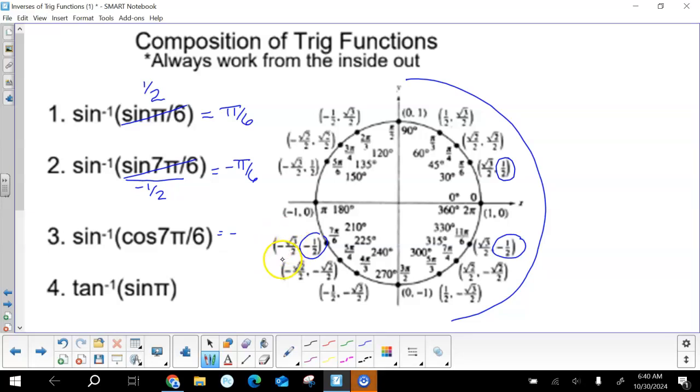All right, so now here I want cosine of 7 pi-6. So cosine of 7 pi-6 is negative square root of 3 over 2. So I want to know at what angle is inverse sine negative square root of 3 over 2. And I have to name it negatively, so that's a negative pi-thirds. And the sine of pi is 0. So at what angle is the inverse tan 0? And that's just 0.